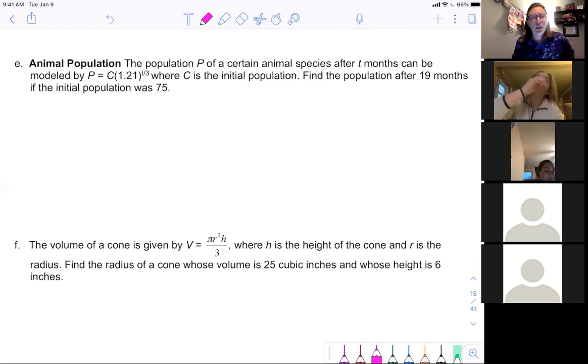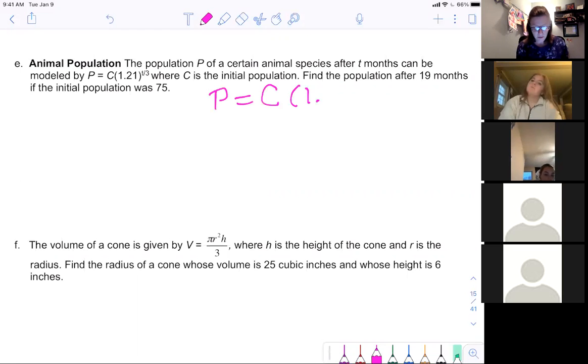So the population P of a certain animal species after T months can be modeled by the equation. So P is population equals C times 1.21 to the exponent of T over 3. It says where C is the initial population. Find the population after 19 months if the initial population was 75. So they give us the basic function.